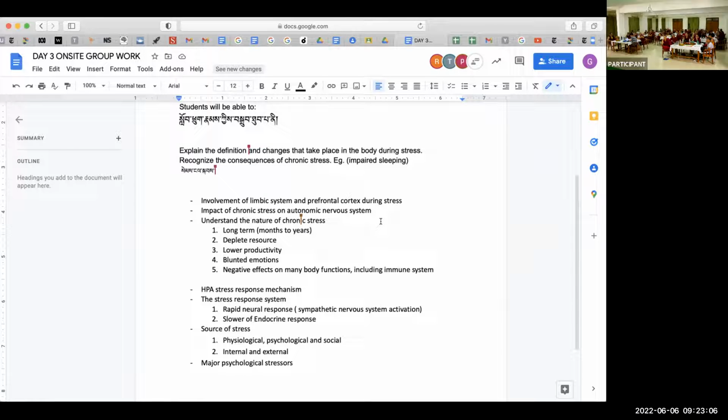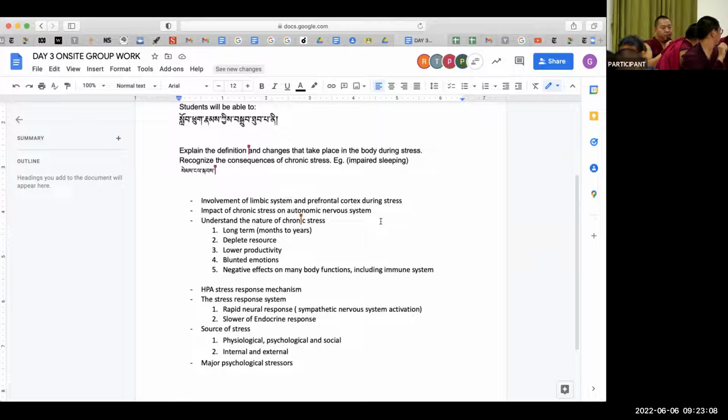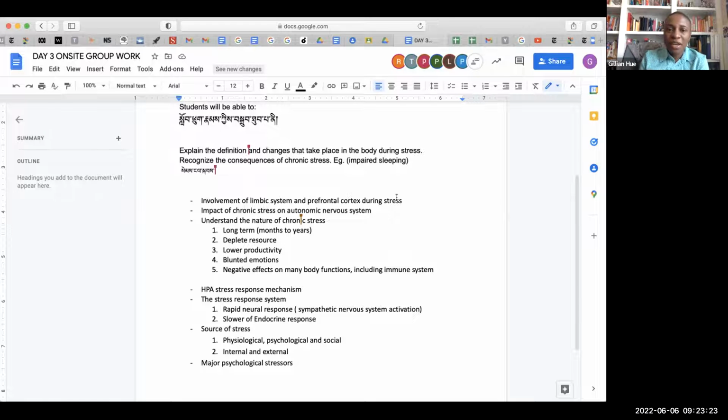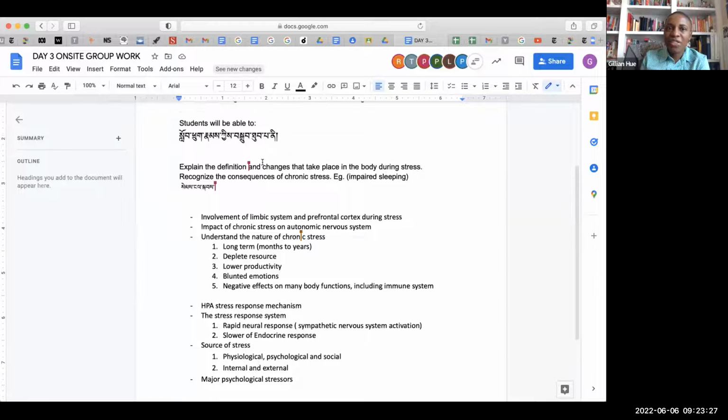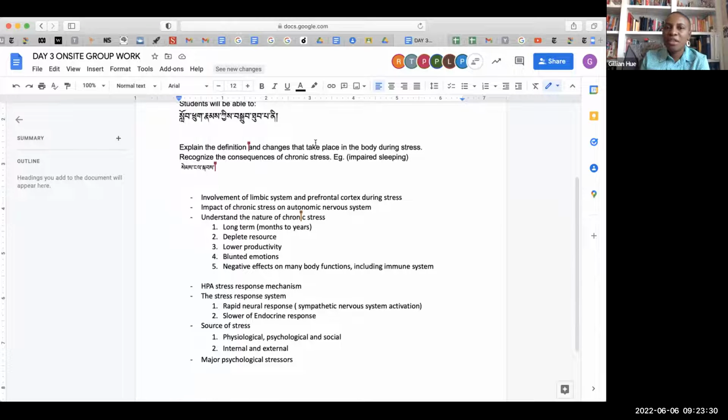Explain the physiological changes that take place in the body during stress. Recognize the consequences of chronic stress, for example impaired sleeping. Okay, so I'll stop you there. This is the big overall idea. If you're thinking about chronic stress, these are the main things that you think the student should be able to do at the end of the time.